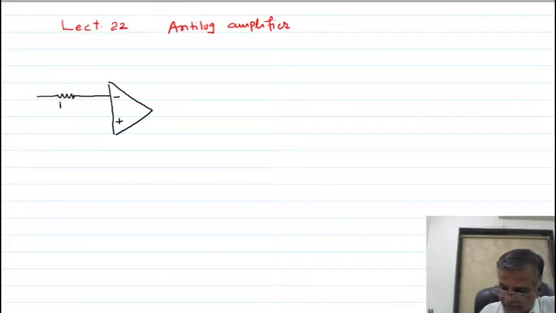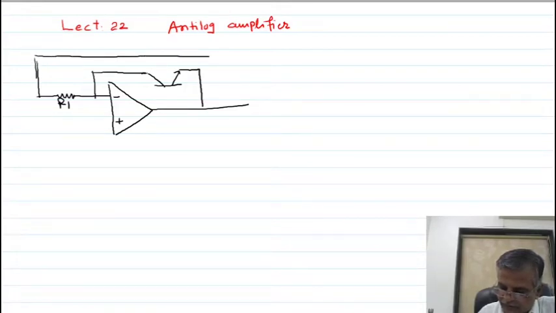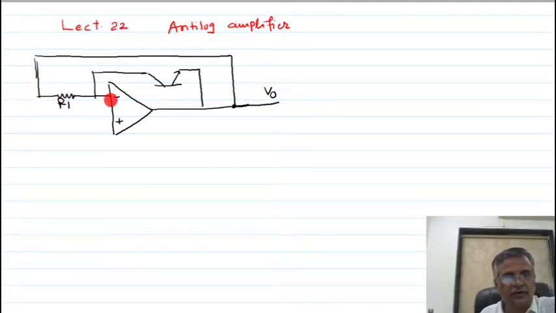In op-amp 1, the output of the anti-log amplifier, say VO, is fed back to the inverting terminal of op-amp 1. This is op-amp 1. This is your ground.